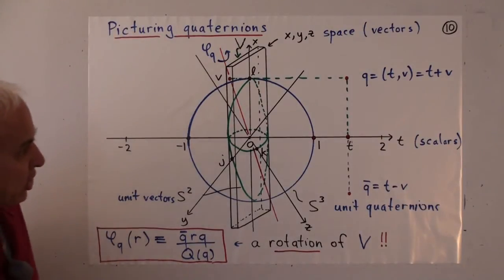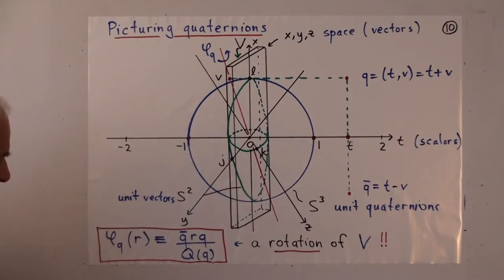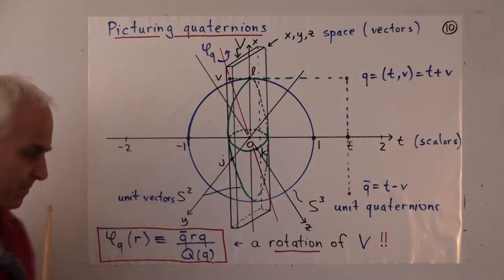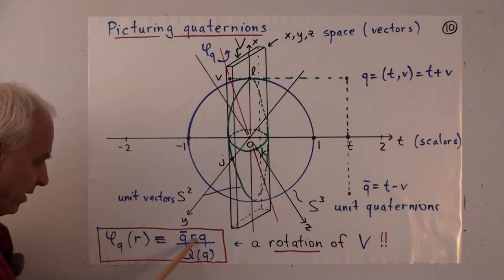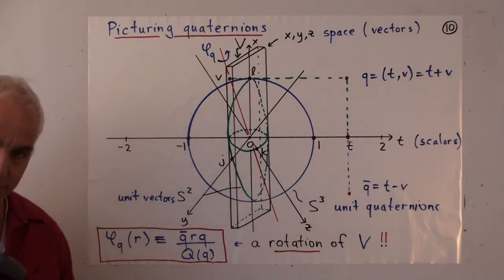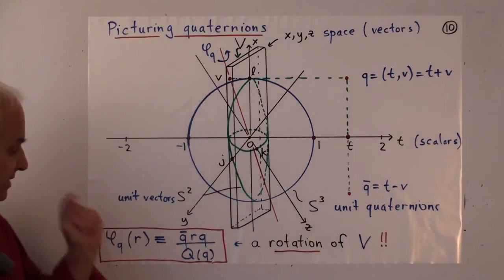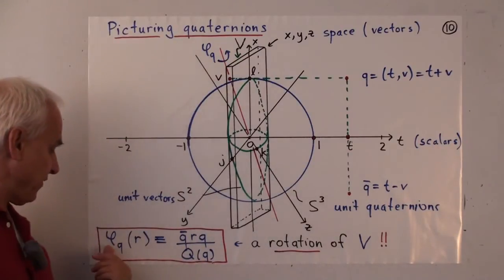All right, so suppose that q happens to be this particular quaternion t plus v. What can we say about this transformation? Well, first of all, let's consider what it does to this point 1. If r is equal to 1, then this 1 here just disappears. So we just get q times q bar over the quadrance of q. They cancel and we just get 1. So necessarily that's telling us that this point 1 is always fixed by this phi sub q.